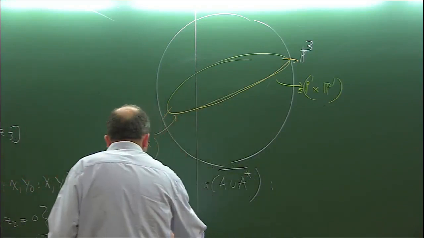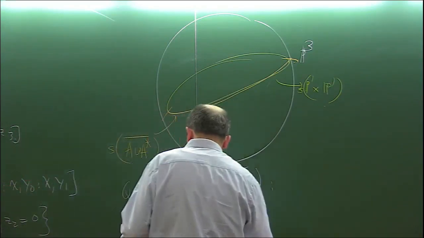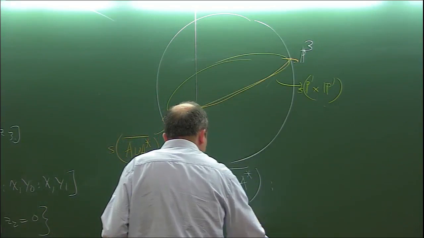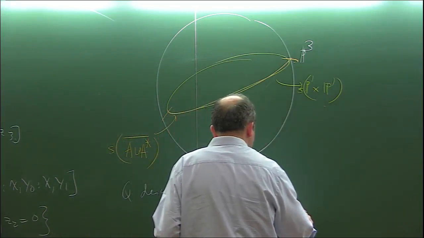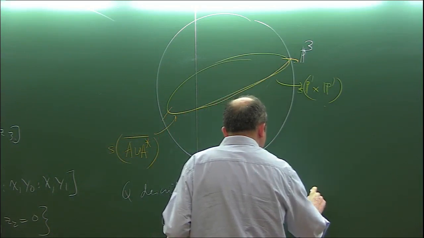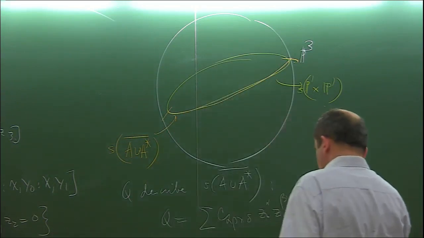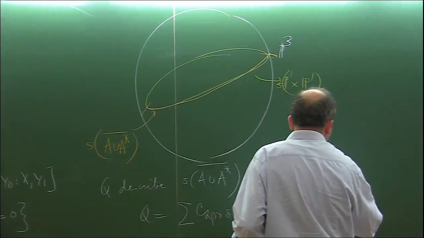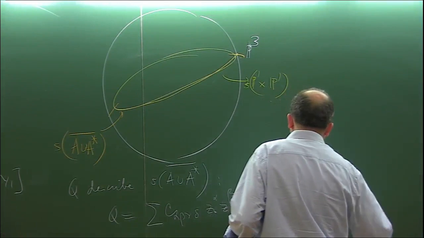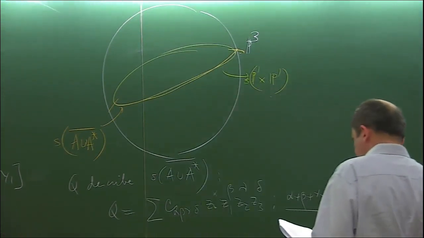So I'll write Q as the sum of P alpha beta gamma delta, so I have Z0 to the alpha, Z1 to the beta, Z2 to the gamma, Z3 to the delta here. And the sum of these is fixed. Homogeneous polynomial of degree k.